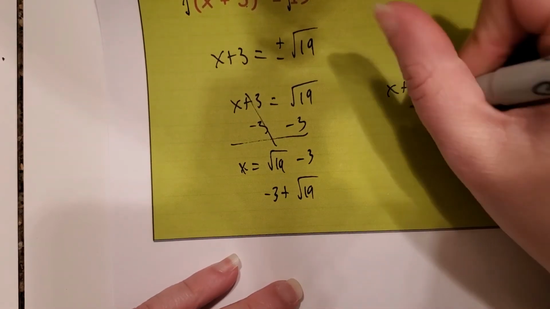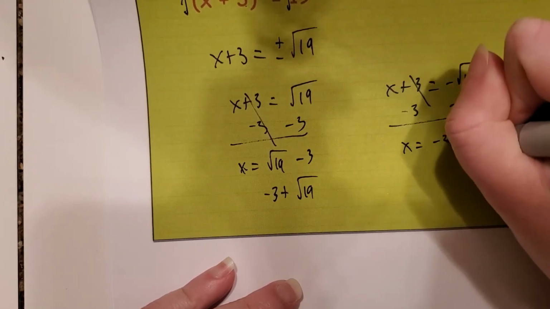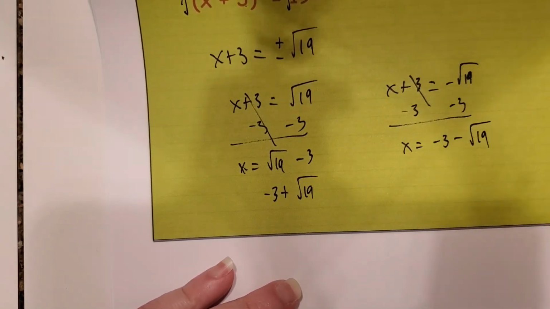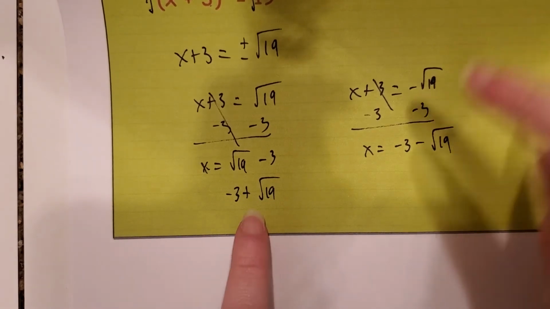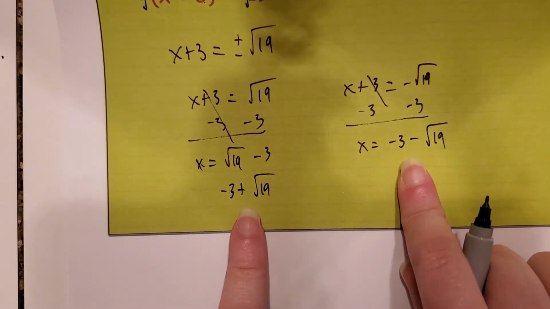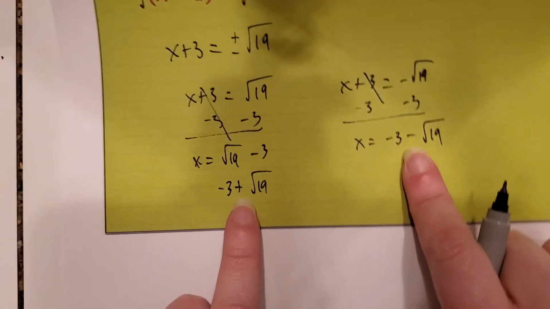So doing the same thing over here, this would just be negative 3 minus the square root of 19. And it's a really terrible looking answer, but it is an answer. If you evaluated both of these in your calculator, you would get numbers. So these are both your answers.